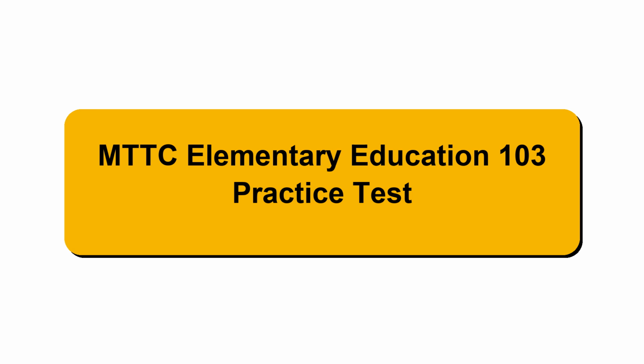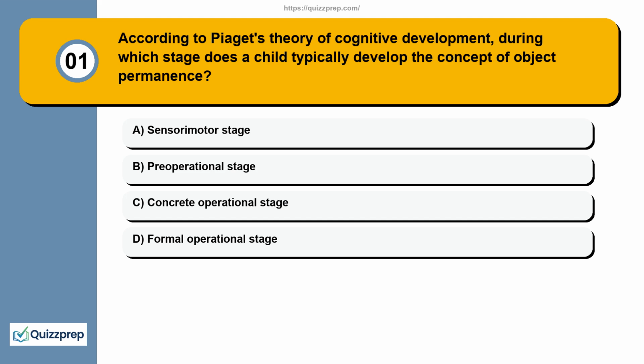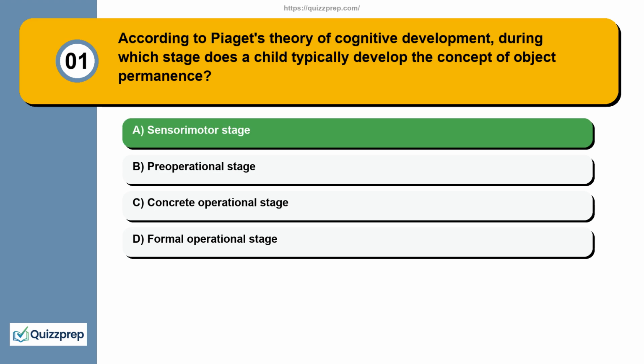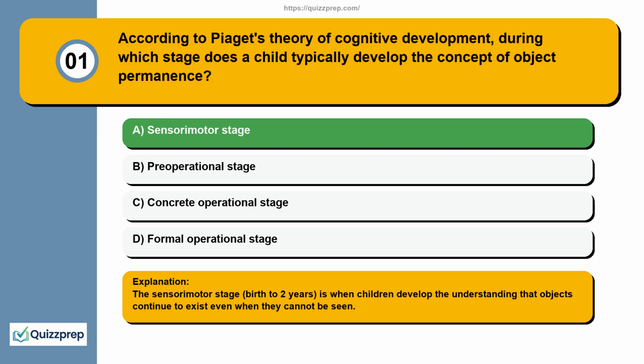Let's begin. Question 1. According to Piaget's theory of cognitive development, during which stage does a child typically develop the concept of object permanence? Here are your options. Option A. Sensorimotor stage. Option B. Preoperational stage. Option C. Concrete operational stage. Option D. Formal operational stage. The correct answer is option A. Sensorimotor stage. Explanation. The sensorimotor stage, birth to 2 years, is when children develop the understanding that objects continue to exist even when they cannot be seen.